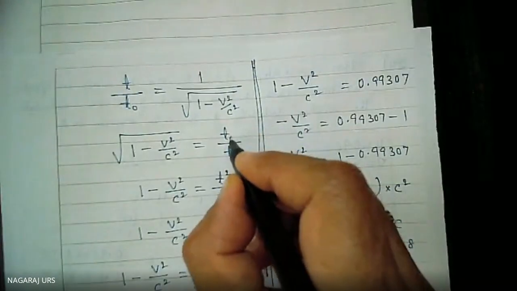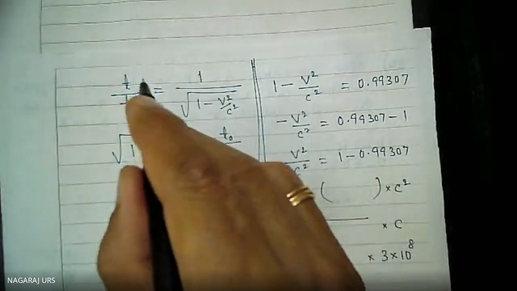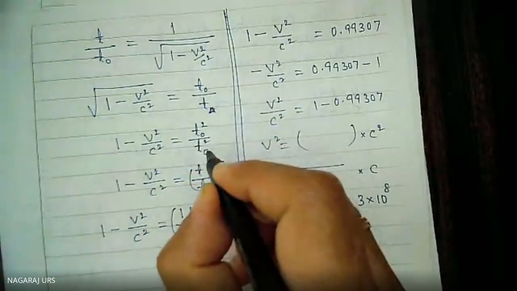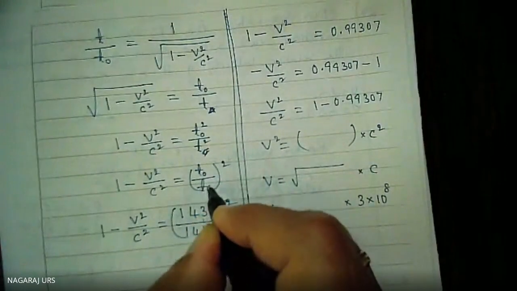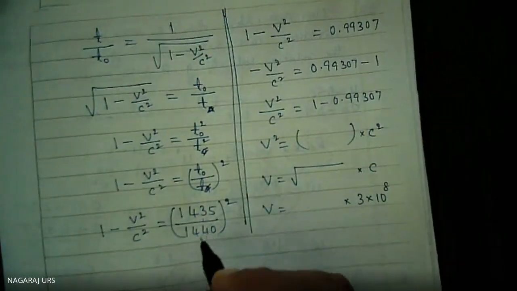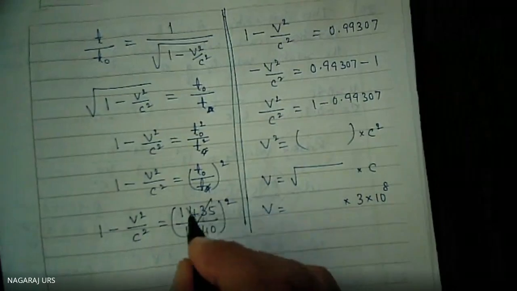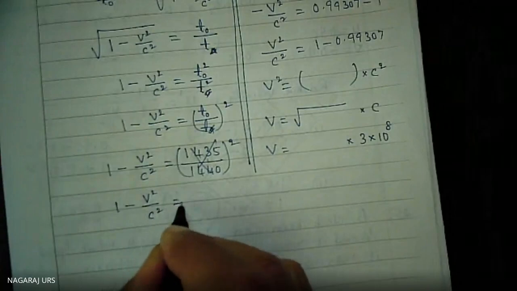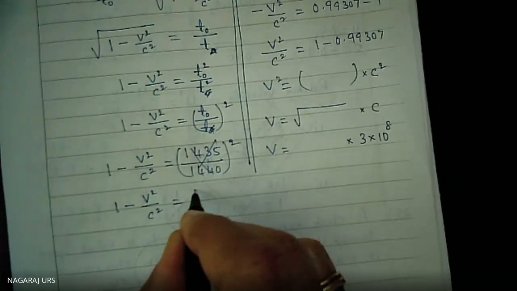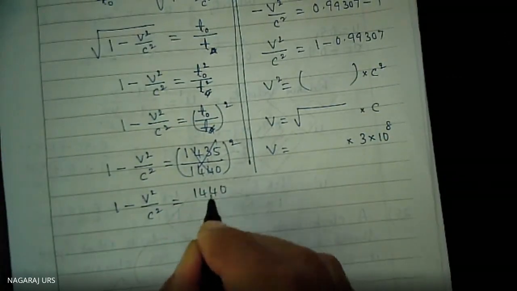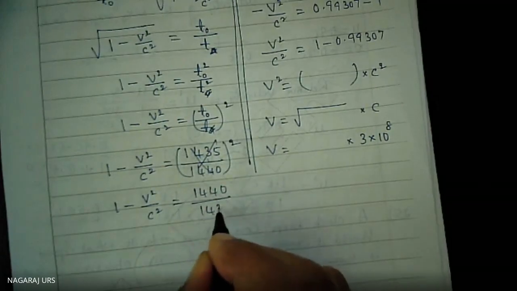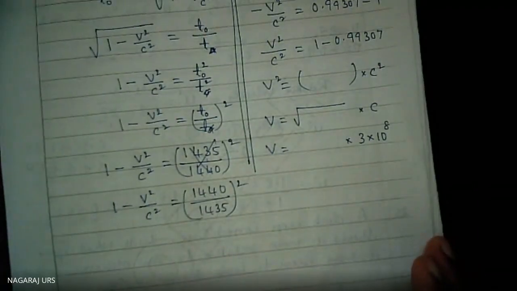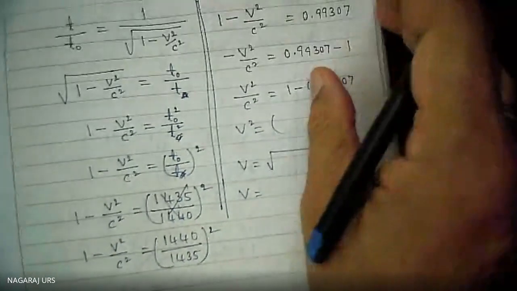Reciprocal, if you are choosing, it is T naught divided by T. Oh, thank you. This is T naught divided by T. Then it must be T naught divided by T here. This is T naught, this is T. Okay, here it is also ulta, that is 1 minus V square divided by C square. Okay, T naught is divided by 1435. That's square. Okay, yes, right. Now how much you are getting? You will get 1 point something then.